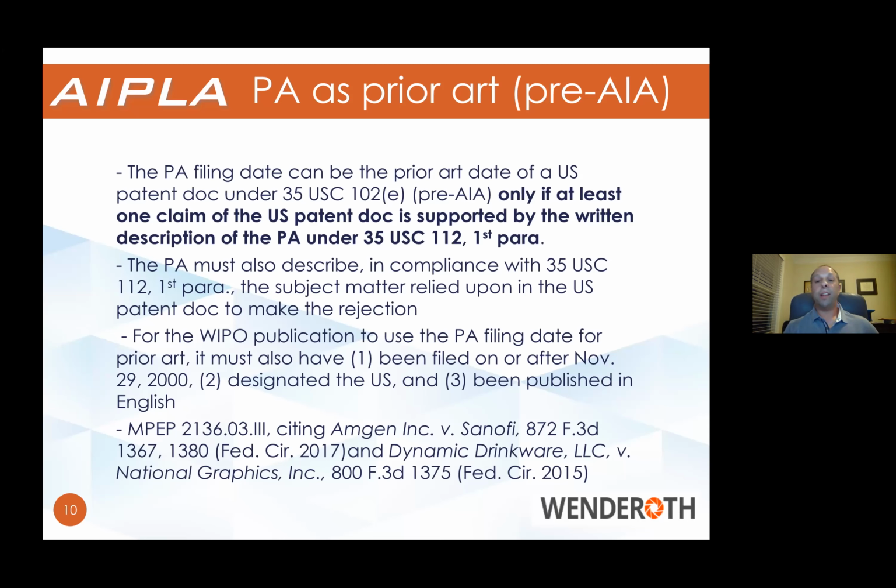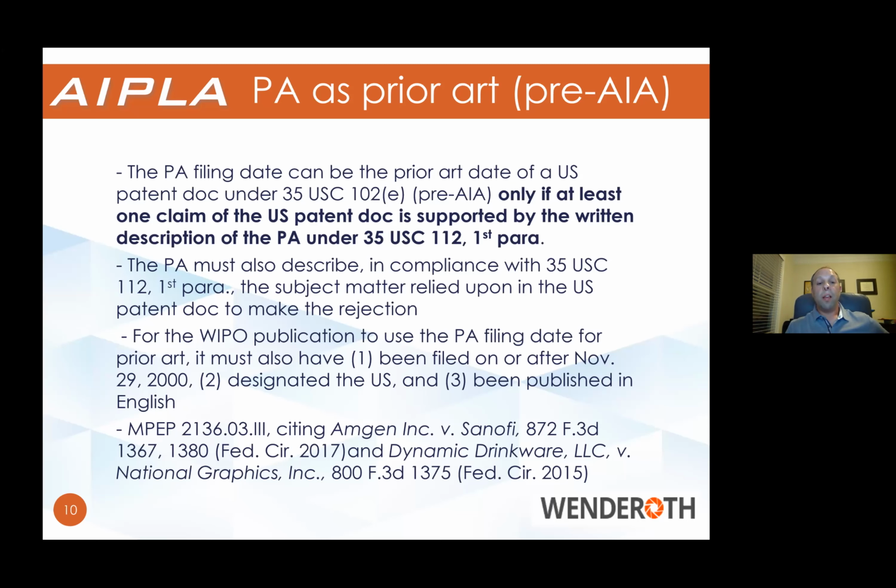With AIA, that's not required. The provisional application also has to describe, in compliance with 112 first paragraph, the subject matter relied on in that US patent document to make the rejection. Again, with AIA, 112 is not required.